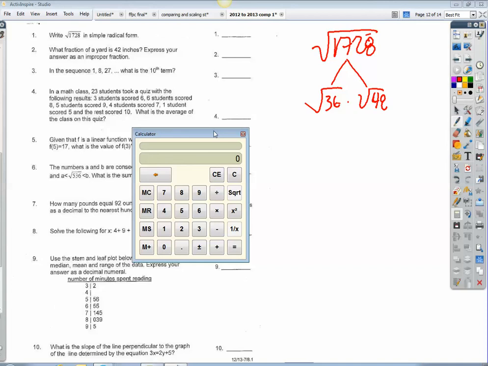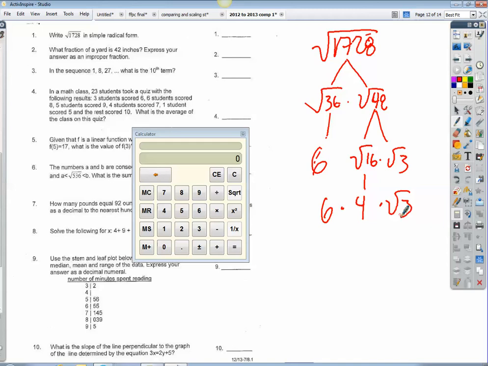All right, so the square root of 36 is 6. Is there a perfect square factor that goes into 48? I'm pretty sure 16. Square root of 16 times the square root of 3. So the square root of 16 is 4. So we have 6 times 4 times the square root of 3. 6 times 4 is 24 times the square root of 3. And that is the answer.